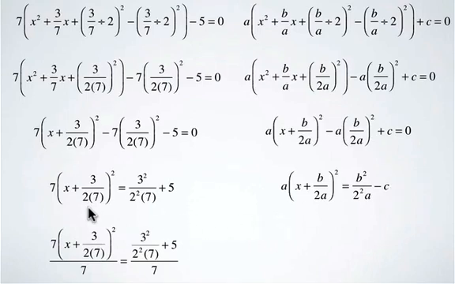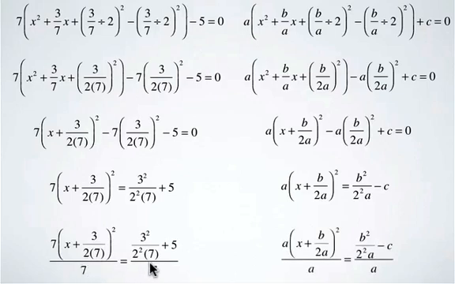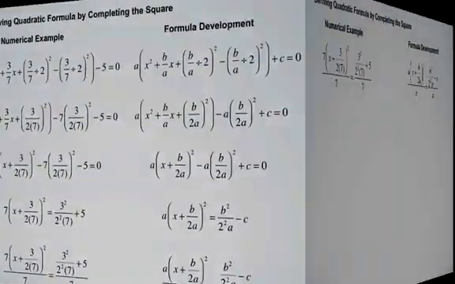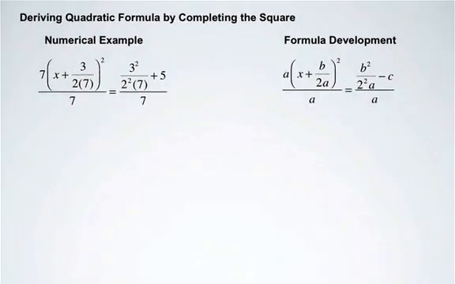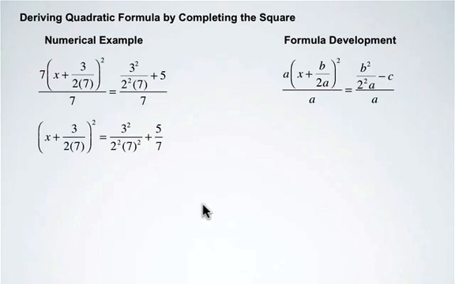Now what we're doing is we're trying to isolate x. Our first step is to get rid of the 7. So we divide the whole expression by 7. We do the same over here. This 7 corresponds to the a. So we divide the whole expression on both sides by a. The 7's disappear, except for on this side.